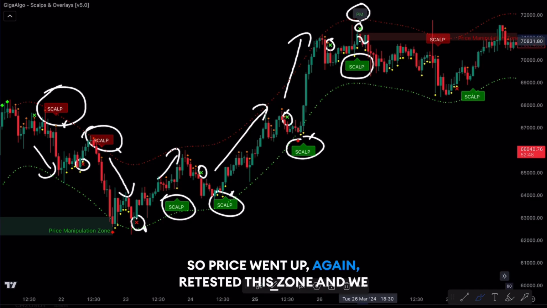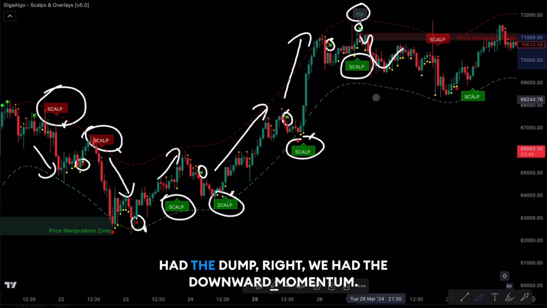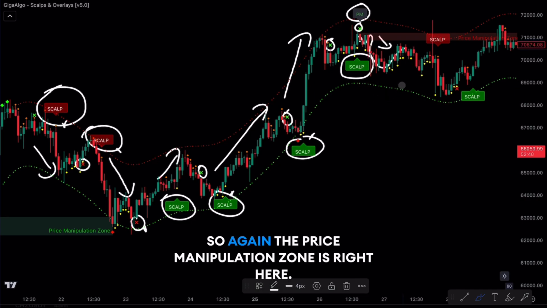So price went up again, recasted the zone, and we had the dump, right? We had the downward momentum. So again, the price manipulation zone is right here.